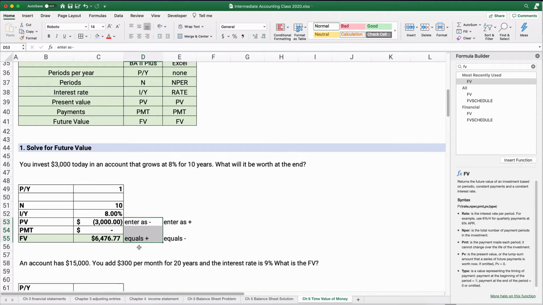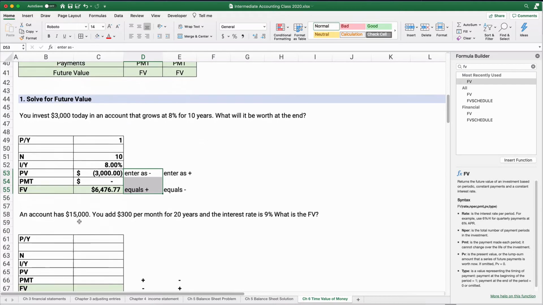Okay, now you never would say negative. You don't say, I went to the store and paid a negative $70 for groceries. You just say, I went to the store and paid $70 for groceries. The negative is kind of built in because it's a payment, right? So if it's an outflow of cash, we make it negative. If it's an inflow of cash, we make it positive. Okay? All right, so solve for future value.